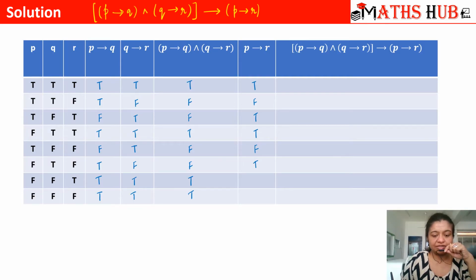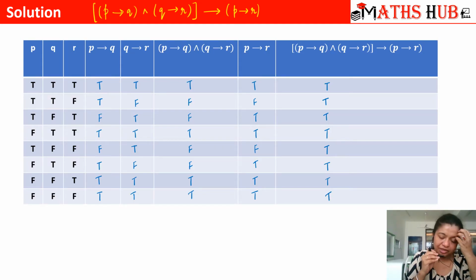False implies true is true. False implies false is true. Now this is implying this. So true implies true is true, false implies false is true, false implies true is true, true implies true is true, false implies false is true. This is also true, and these two are also true.